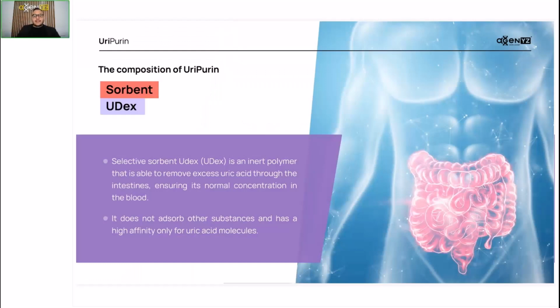And as I mentioned, the selective sorbent UDex is basically an inert polymer that is able to remove excess uric acid through the intestines, ensuring its normal concentration in the blood. It doesn't absorb other substances and has a high affinity only for uric acid molecules.